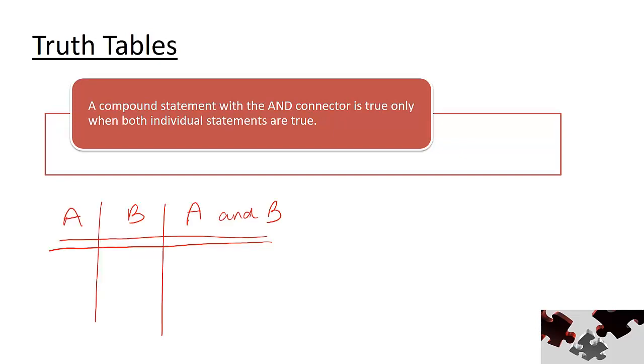Suppose that A and B represent our individual statements. If A is true and B is true, then the compound statement A and B is also going to be true. However, if one of our statements is false and the other one is true, A and B is going to be false. And finally, if both A and B are false, then our compound statement is going to be false as well. So we call this a truth table for the statement A and B.